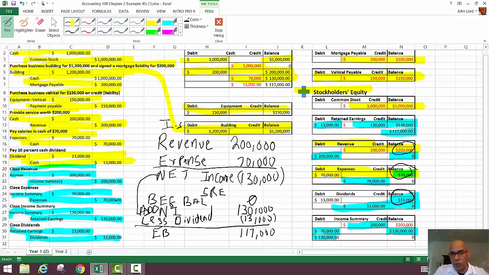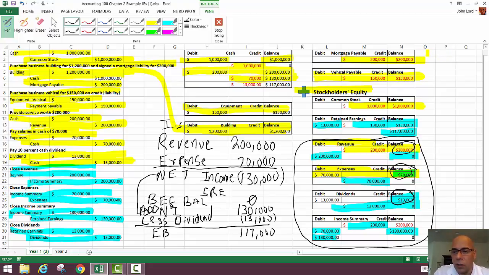What journal entry does that? Debit the retained earnings for the amount of the dividend, $13,000 in this case, credit the dividend, and that is going to close the dividend out to 0. Notice that all these accounts down here are now right where I want them to start the next year. They all have 0 balances. But before I do that, let me get my balance sheet for year 1.